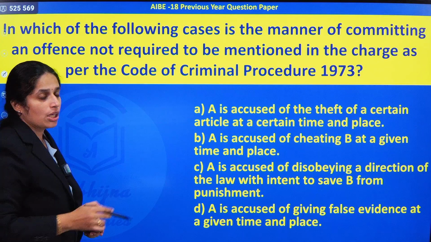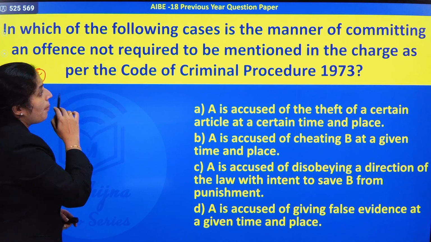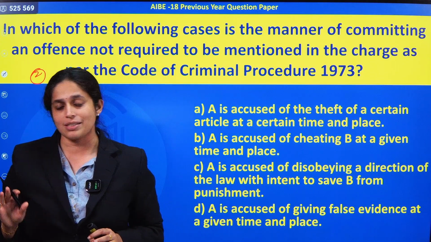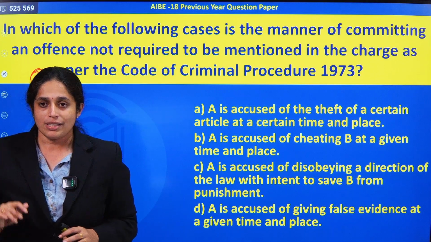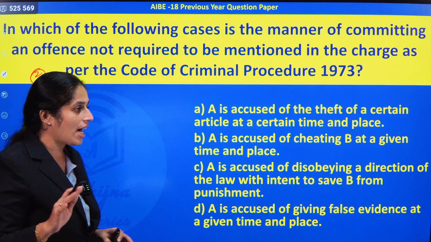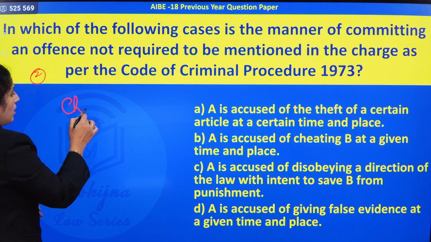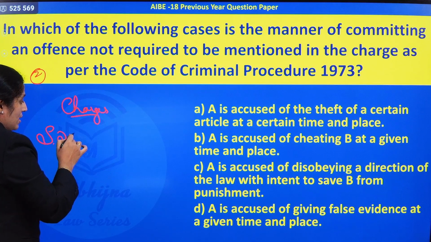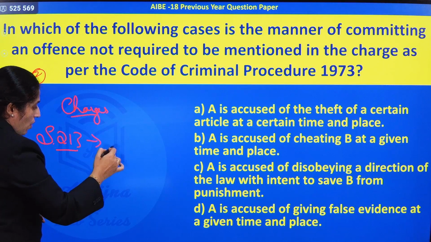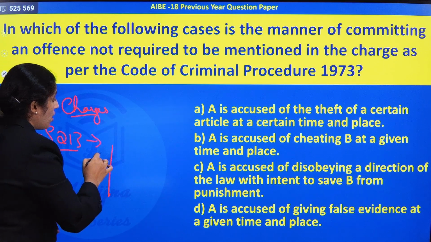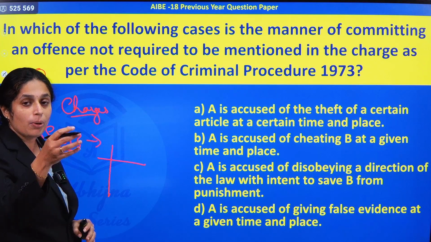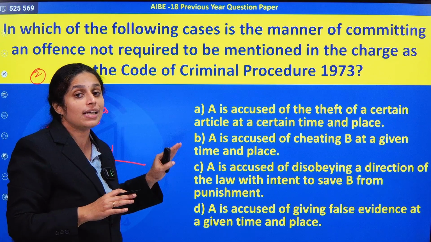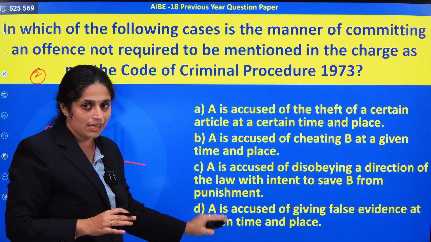The second question is: in which of the following cases is the manner of committing an offence not required to be mentioned in the charge as per the CRPC 1973? See here, this is a question regarding charges. Okay, we have a separate chapter known as charges. There we find section 213, where it says that in some of the charges you must also mention the manner, the way in which a person has committed an offence. For section 213, they have given various illustrations. So the question is regarding the illustration.